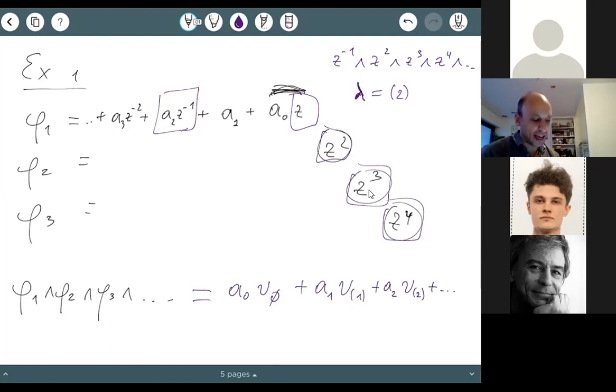So as you see, I get an arbitrary linear combination of the vectors that correspond to one-element partitions. So the coefficients of all other partitions, if I take any partition that has more than one element, the coefficient is zero, but the coefficients of partitions with one element can be chosen arbitrarily.